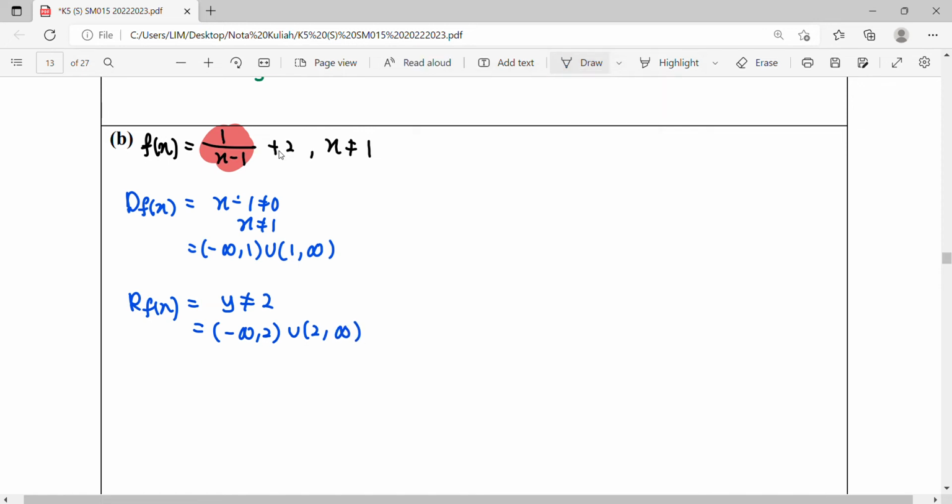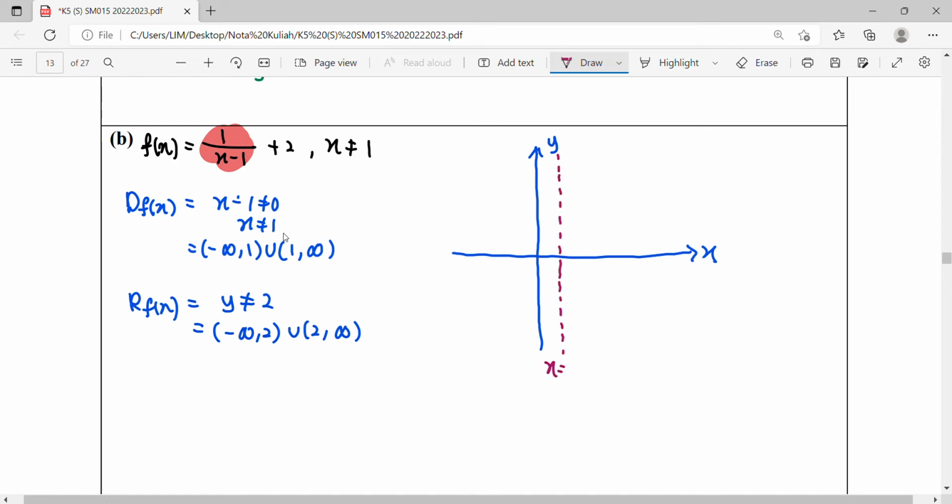Then we can start to draw already. Draw out our x-axis and then our y-axis. Okay, then what we need to draw is the asymptote first, which is the line that our graph cannot be. X cannot be 1. Our asymptote occurs at x equals to 1. X not equals to 1. Graph does not occur at 1. So asymptote is equals to 1. Graph cannot be at 2. So asymptote is value 2.